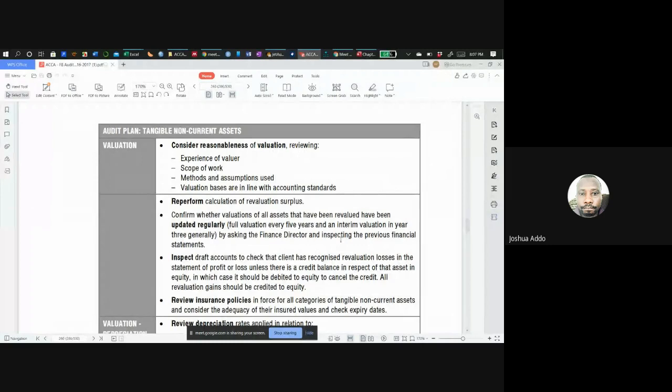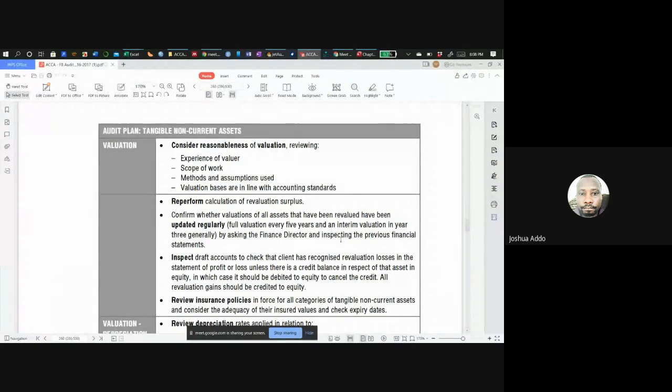Inspect draft accounts to check that client has recognized revaluation losses in the statement of profit or loss, unless there is a credit balance in respect of that asset in equity, in which case it should be debited to equity to cancel the credit. Although there's a set-off situation. In other words, it's saying inspect that the revaluation figures have been duly reflected in all the accounts wherever they need to be. Review insurance policies in force for all categories of tangible and current assets and consider the adequacy of their insured values and check expiry dates. That's also about valuation.